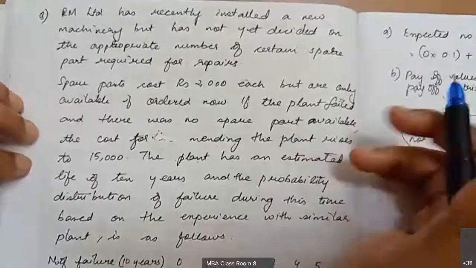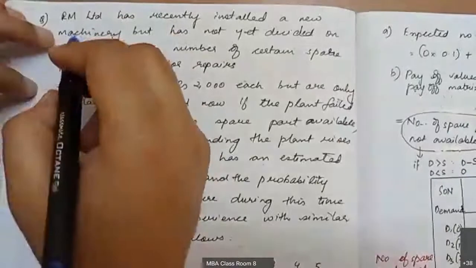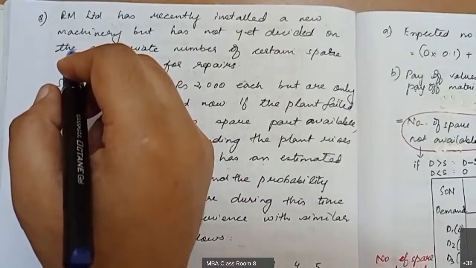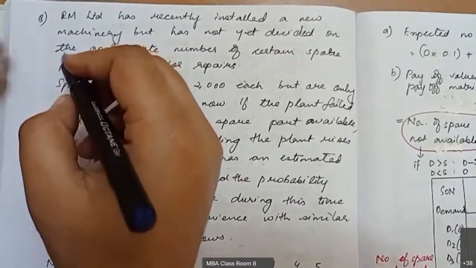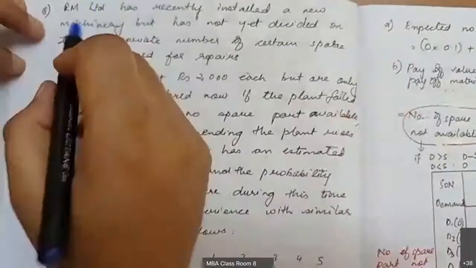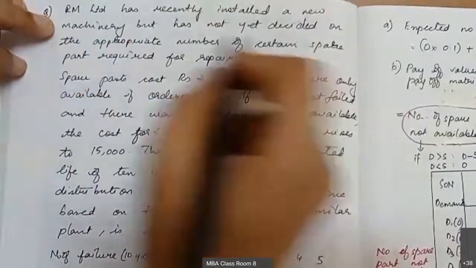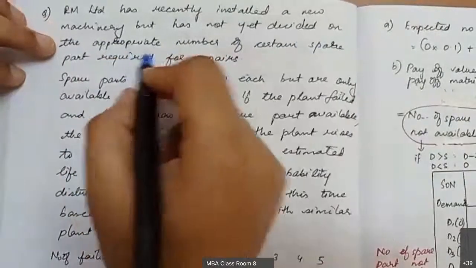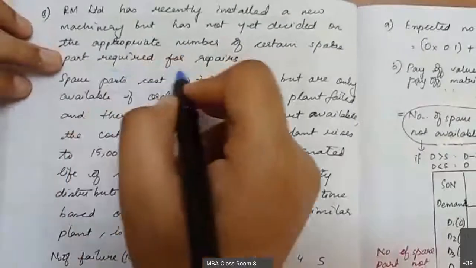Okay, we will go for the next problem. Please read carefully. You may get this question as the 20 marks compulsory question, because there are so many divisions in this question. RM Limited has recently installed a new machinery but has not decided yet on the appropriate number of certain spare parts required for the repairs.